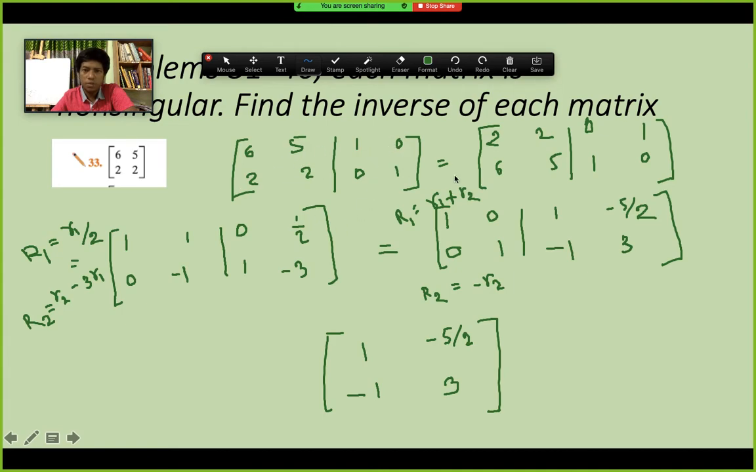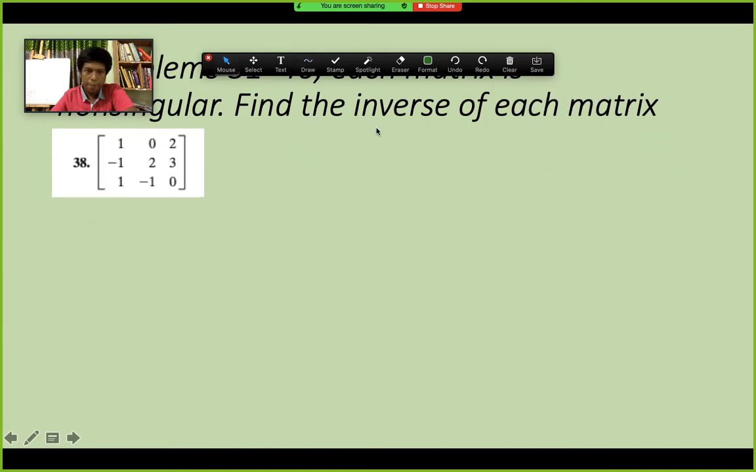Actually, this will be fun to try by keeping 6, 5, and 2 in the same place. I think that should also give us pretty much the same answer. Okay, let's try to do this one. This is a 3 by 3 matrix. We will follow a similar process.